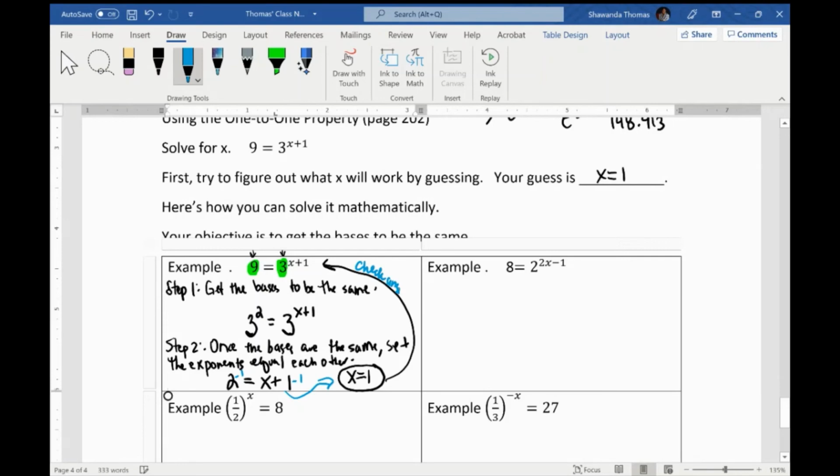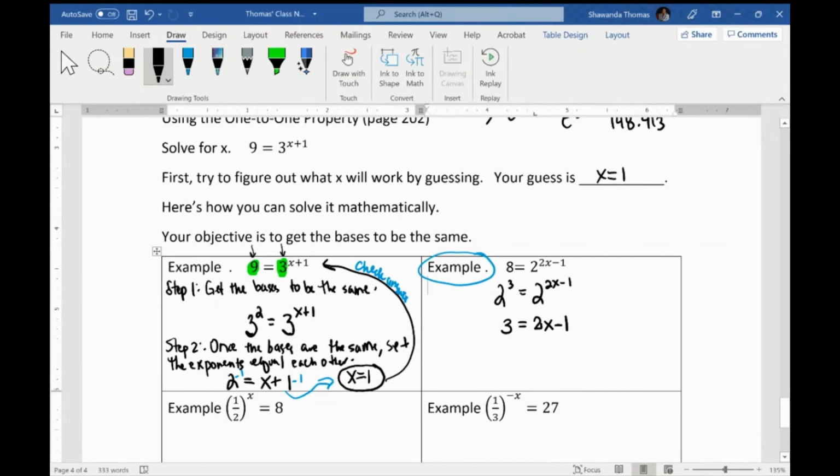All right, we're going to move on though. Let's look at this example over here. 8 equals 2 to the 2x minus 1. Our bases are 8 and 2. They're not the same. We need to get them to be the same. How can we get them to be the same thing? 2 to the third power. Very nice. 2 to the third equals 2 to the 2x minus 1. Now that our bases are the same, we can get rid of the bases and set the exponents equal to each other.